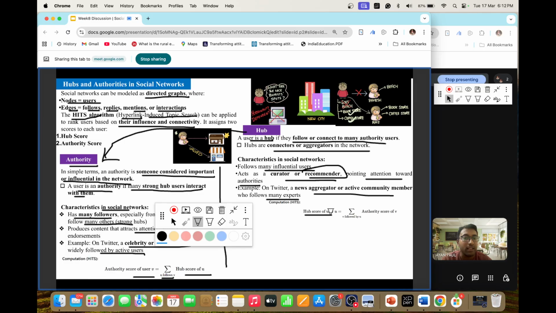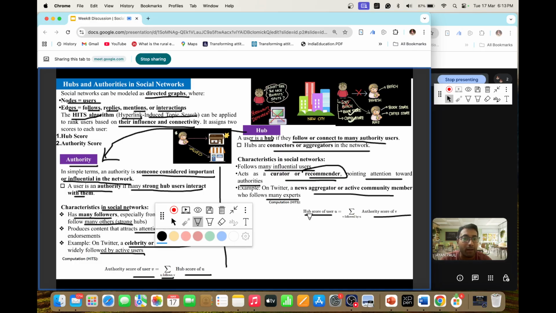The hub score of user u will be given by sigma of the authority score of v, where v is followed by u. So here what we were calculating before was the authority score of user v. V is the authority, and u here is a hub. That was given by sigma over u follows v of the hub score of u. Here it will be reversed.